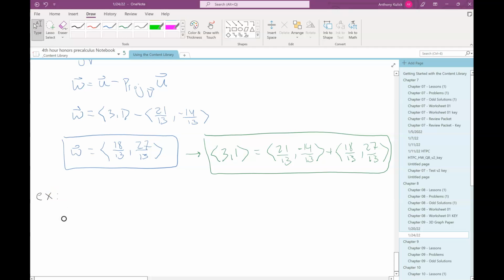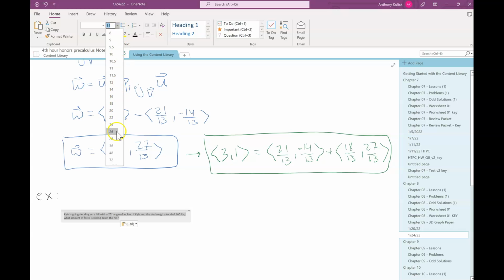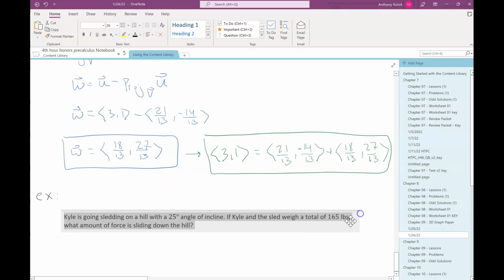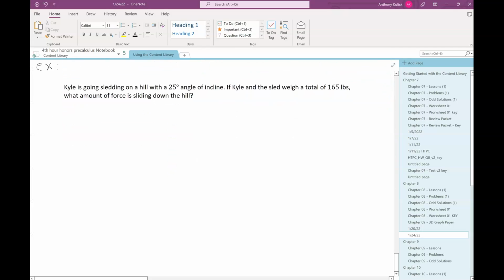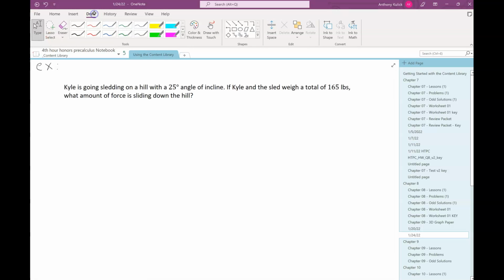Let's do another example. This time it'll be a story problem. Here it says Kyle is going sledding on a hill with a 25-degree angle of incline. If Kyle and the sled weigh a total of 65 pounds, what amount of force is sliding down the hill? Those of you that are in a physics class, this should sound like a familiar physics scenario and something that you're certainly interested in.